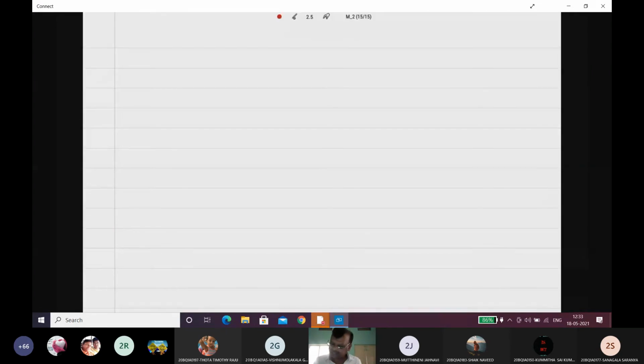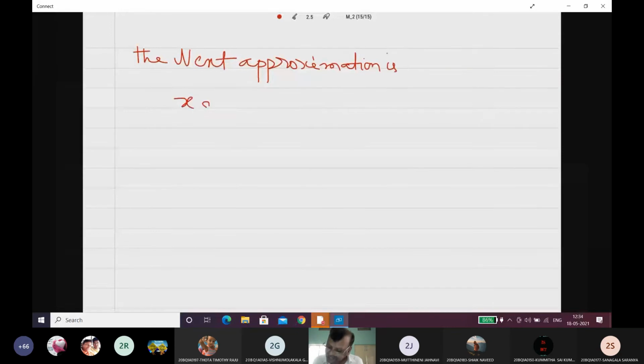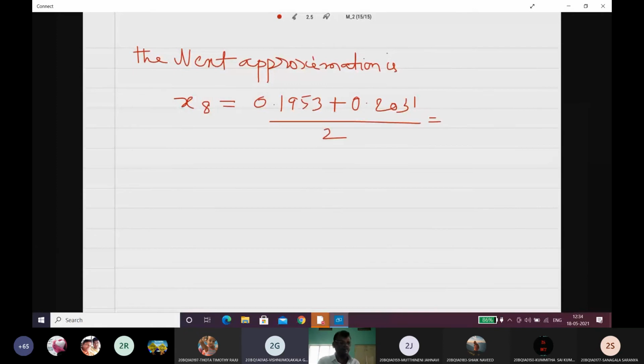Now the next approximation is x8. x8 is equal to 0.1953 plus 0.2031 by 2. What does it come to? 0.1992.